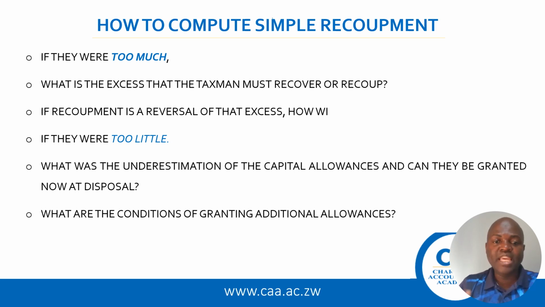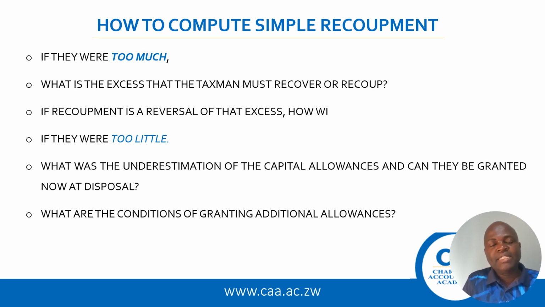They can be too little if the disposal proceeds, let's just say, were 12. So what's happening now? We bought a car for 30. We gave it 15 in capital allowances. At the date of disposal, we are estimating that income tax value should be having a value of 15. Here, it has a value of 10.